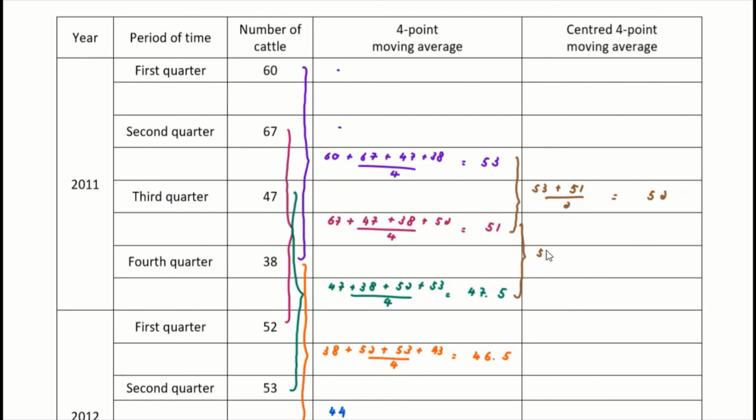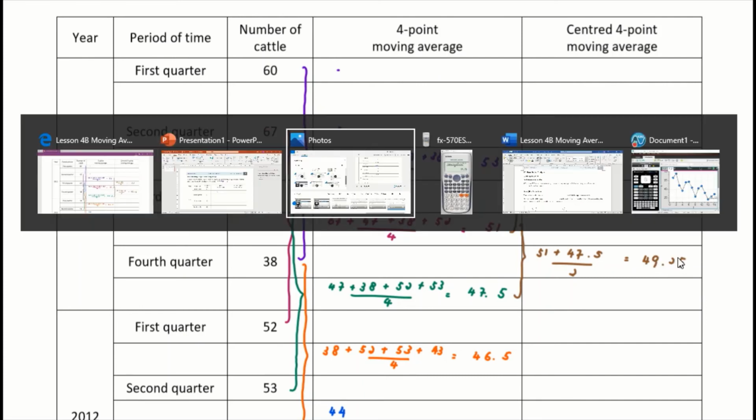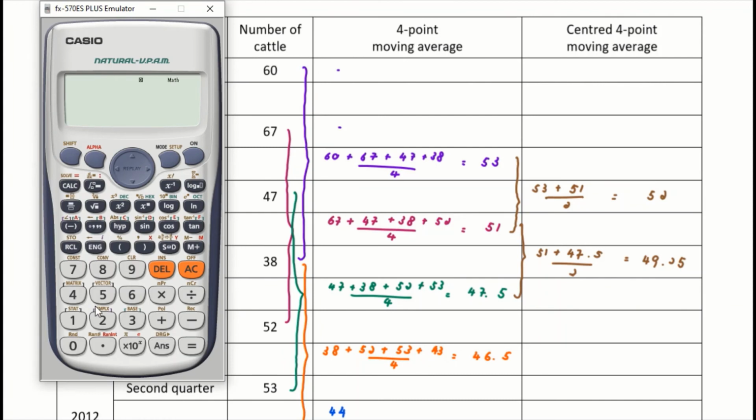So 51 plus 47.5, and then divide by 2. Okay, so after you get this, the same thing, equal to, and we are going to get a number of 49.25, I guess. Let's try to check it again, sorry for that. Okay, so we have 51 plus 47.5. So the whole thing here, divide by 2. Okay, yeah, so that is 49.25.